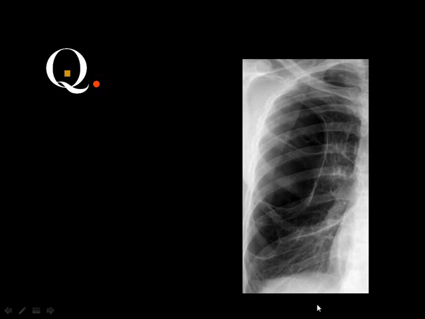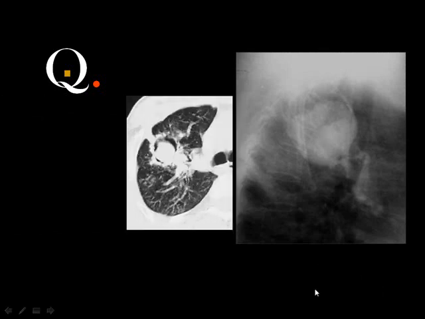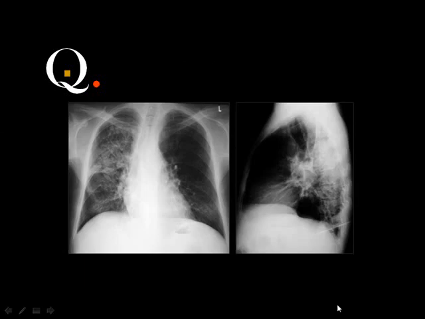Nodule, mass, patch, cavity? Cavity. Thin wall, thick wall? Thin wall. Peripheral, central? Diagnosis? Emphysema. Very good. Nodule, mass, patch, cavity. Mycetoma. Very good. This is a cavity with a mass inside the cavity. This is mycetoma even without the need for CT scan. Mycetoma, aspergilloma, fungal ball are the same.